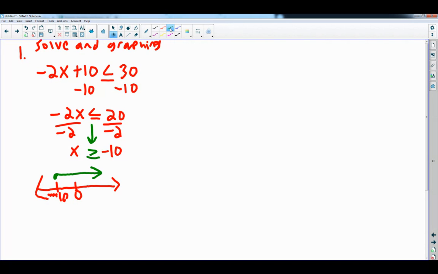Okay, that's the most common mistake, is when you divide by a negative, you don't flip it, and you're actually going the wrong way. Nobody likes going the wrong way. You can't get to grandma's house that way.